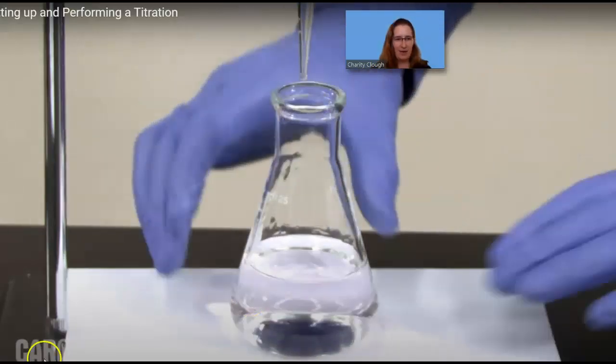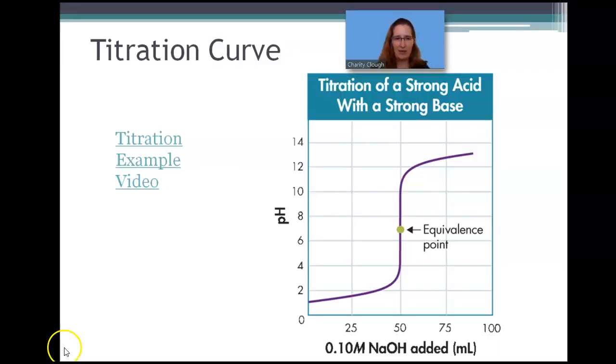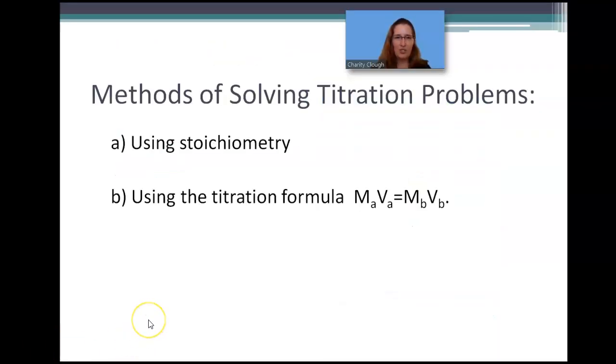So that's kind of how a titration works, just basically, so you can see what we're talking about here. Okay, so we're going to talk about how to solve titration problems. These are actually not difficult. There's two ways that you could do it. You could use stoichiometry, and that works just fine. What we're going to use for the rest of this video is the titration formula.